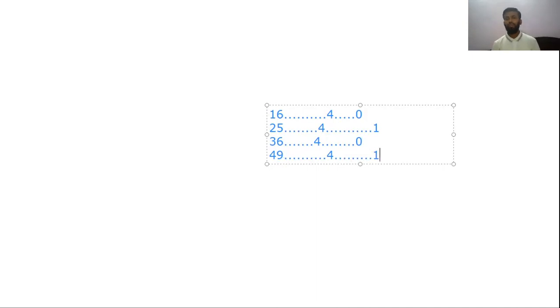Can you see the pattern? If we take perfect square numbers in order, the order of remainders would be 0 1 0 1 0 1, alternating, right? So what does the property say? The property says if you divide any perfect square number by 4, the remainder would be either 0 or 1, and we already saw this with examples.